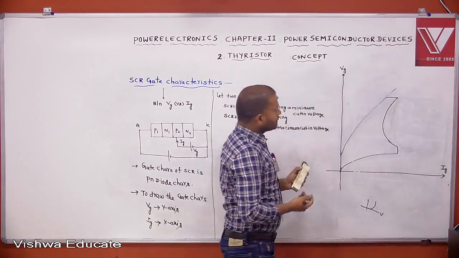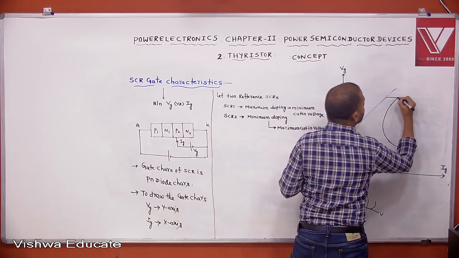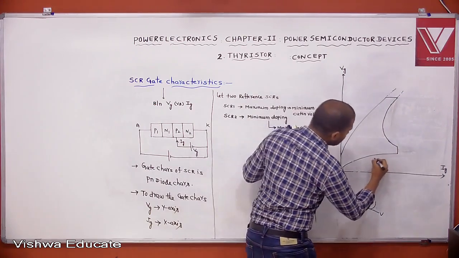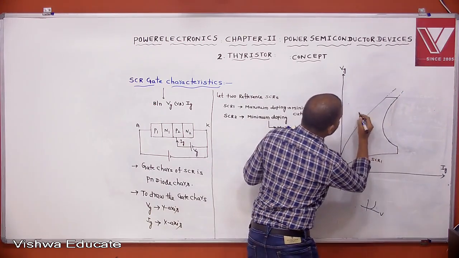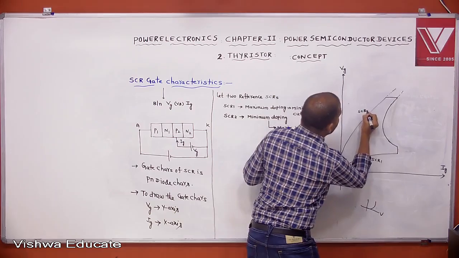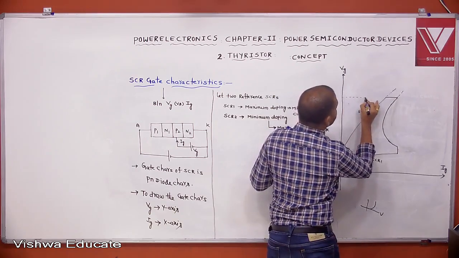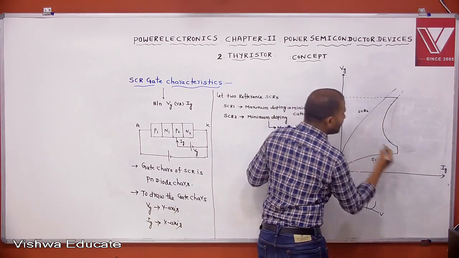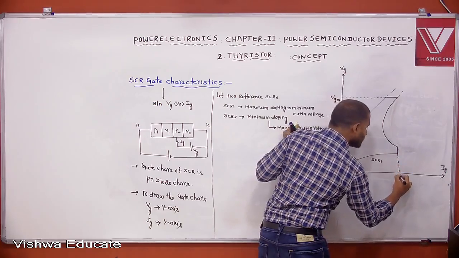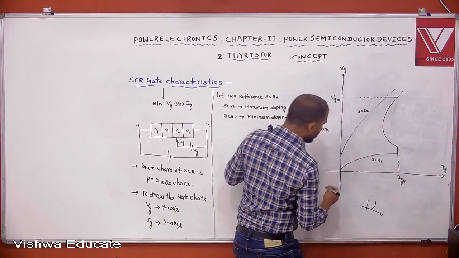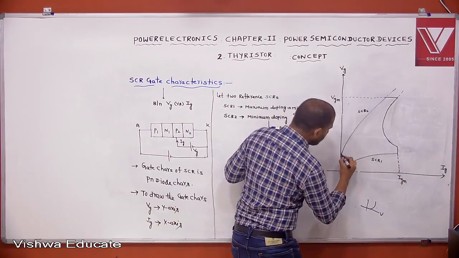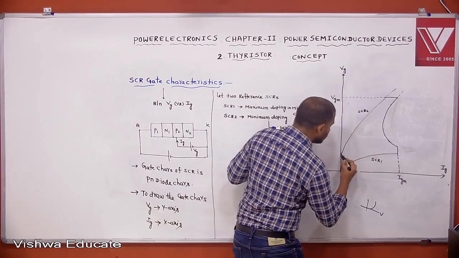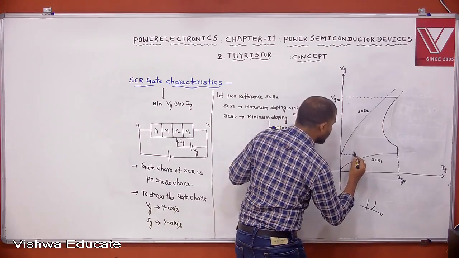These are the gate characteristics for reference SCRs. Let this be SCR1 characteristics, and this SCR2 characteristics. This voltage is the maximum gate voltage, VGM. This current is the maximum gate current, IGM. This is represented like this.